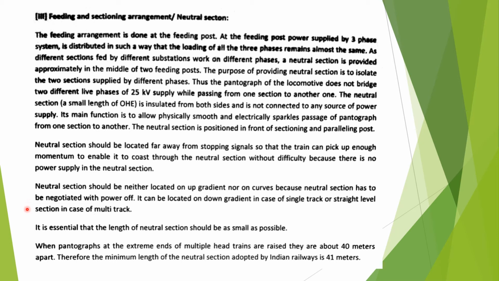It can be located on down gradient in case of single track or straight level section in case of multi-track. It is essential that the length of the neutral section should be as small as possible. When pantographs at the extreme ends of multiple head trains are raised, they are about 40 meters apart. Therefore, the minimum length of the neutral section adopted by Indian Railways is very important. The minimum length of the neutral section adopted by Indian Railways is 41 meters.